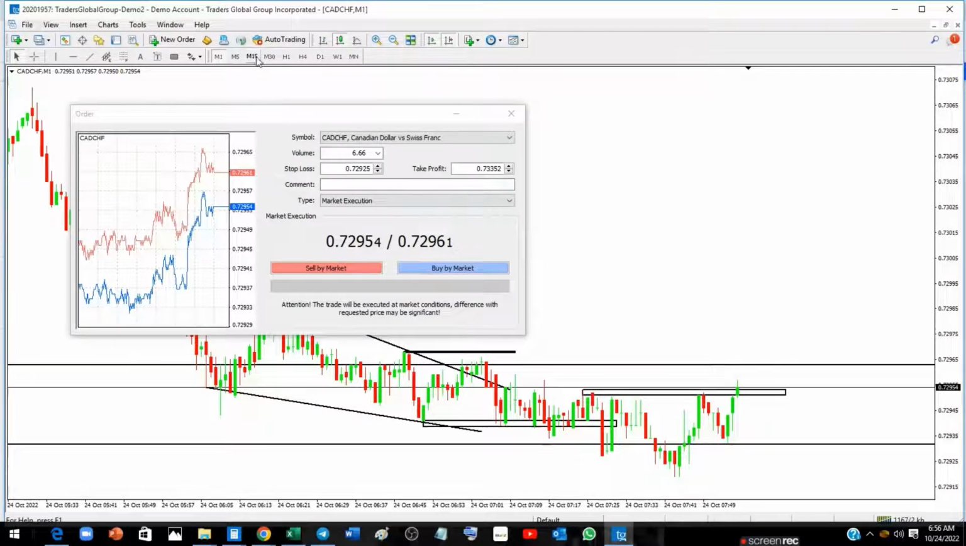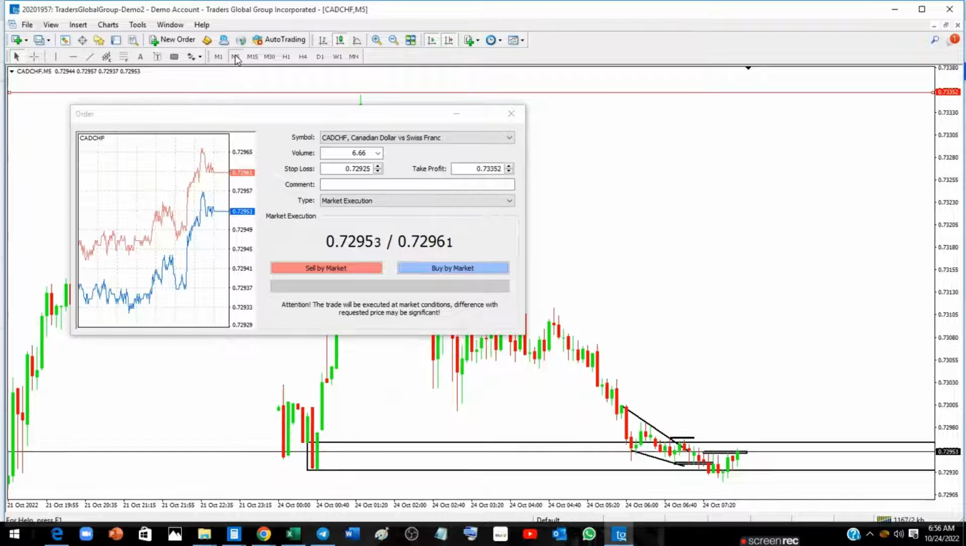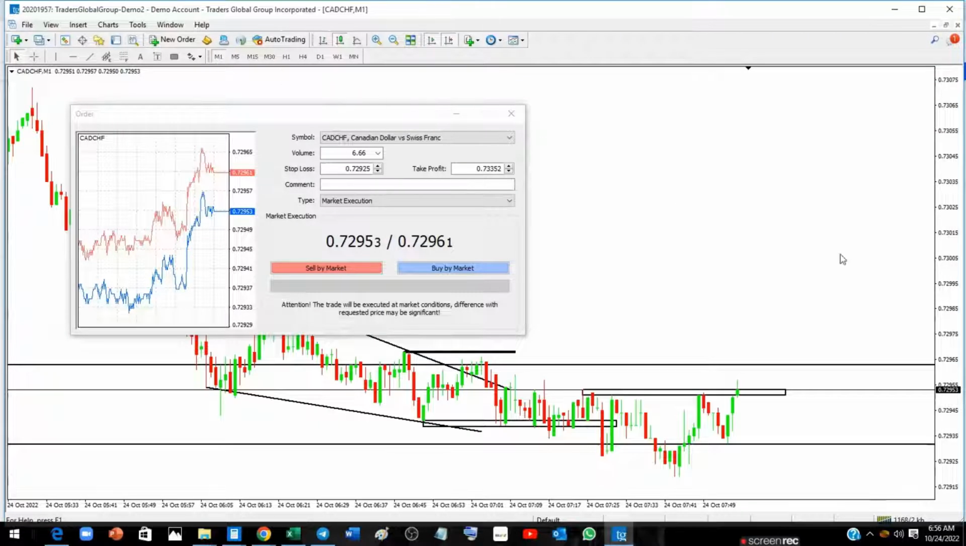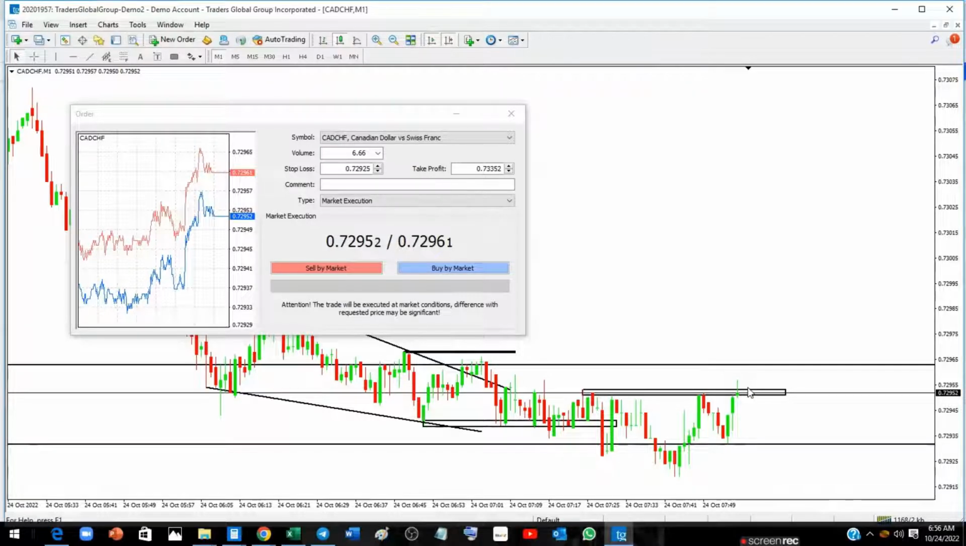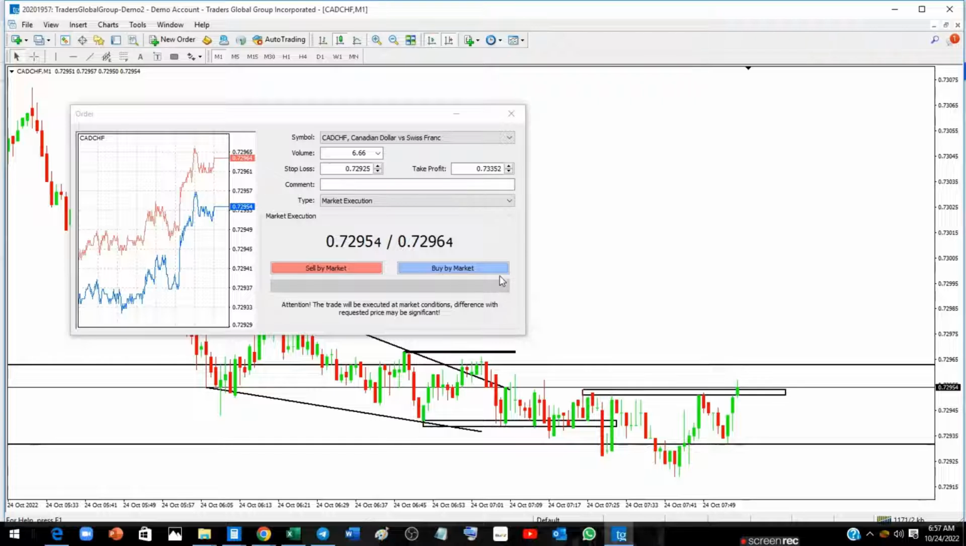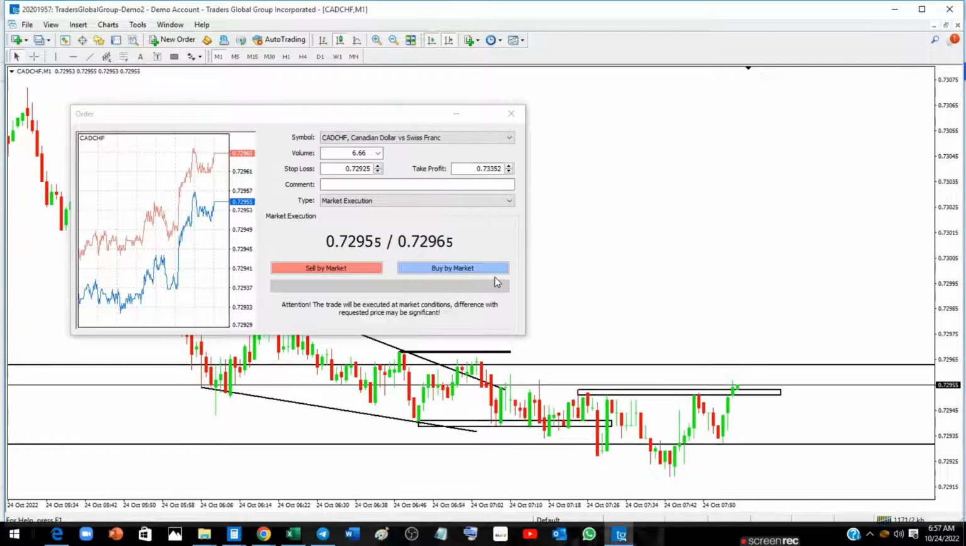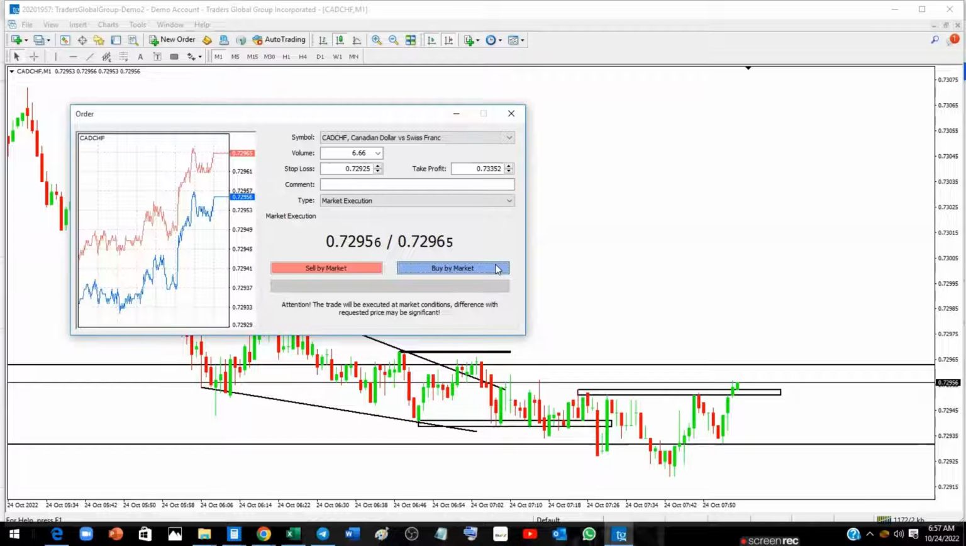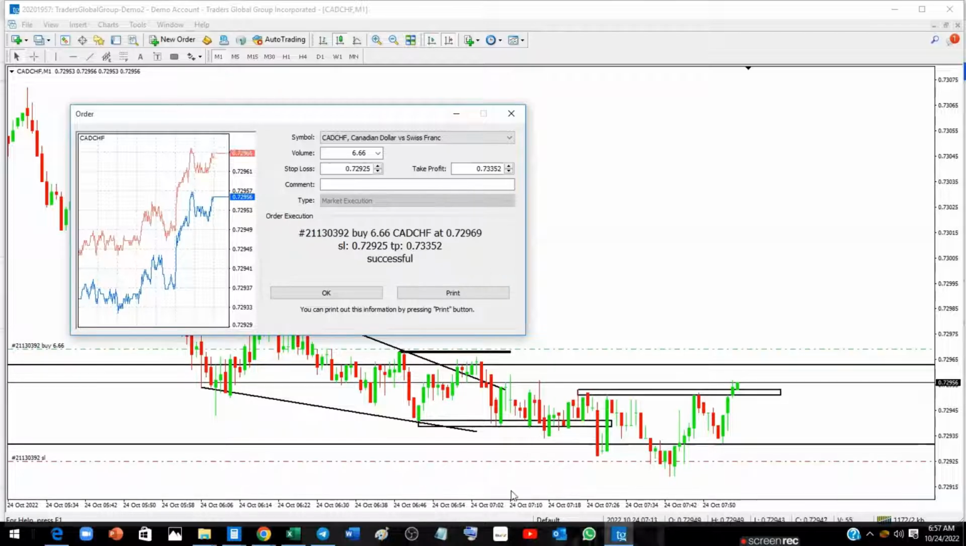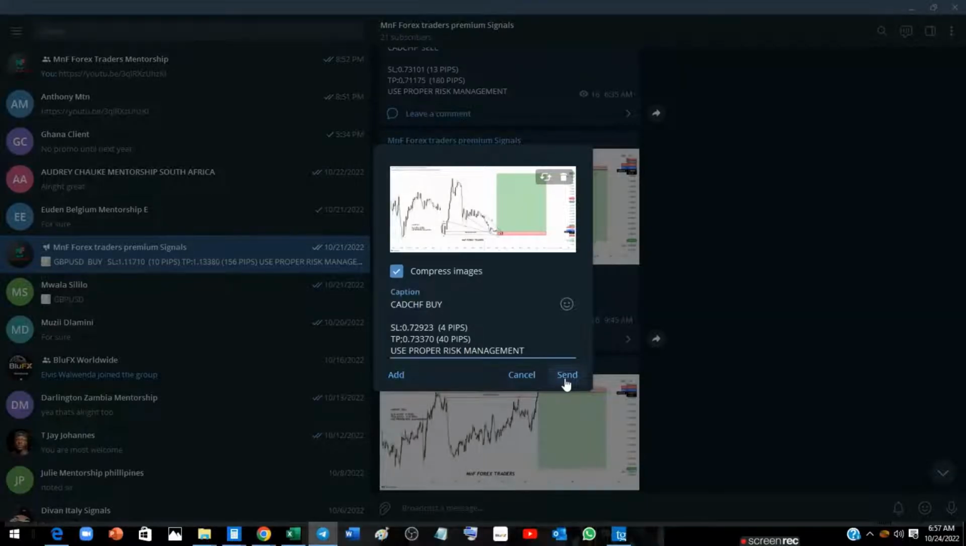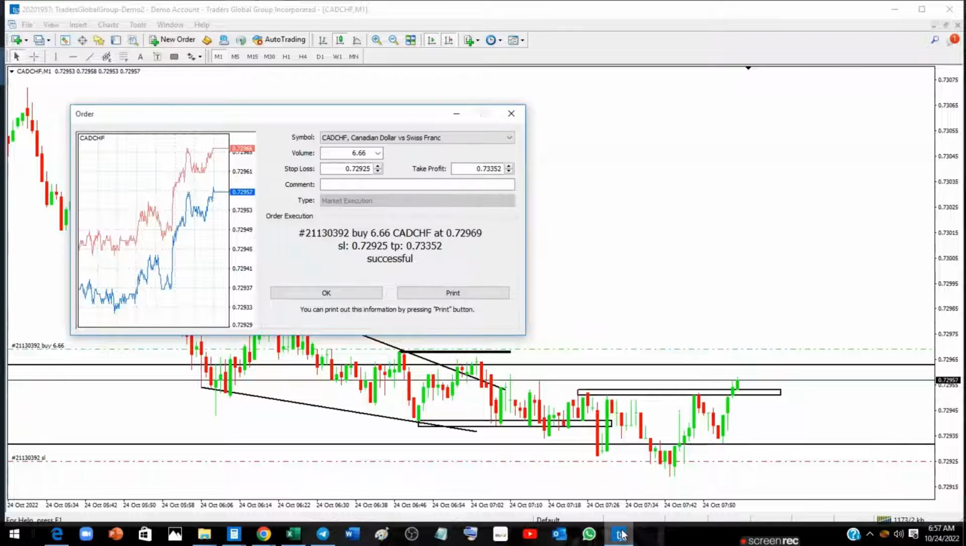Okay, let's see what's happening on the 5 minutes. That's a clear break right there. Let's wait for this 1 minute candle to close. Close above that, we are in. Okay, we are in now. Right there, we're in, and we've sent the signal to our private community.